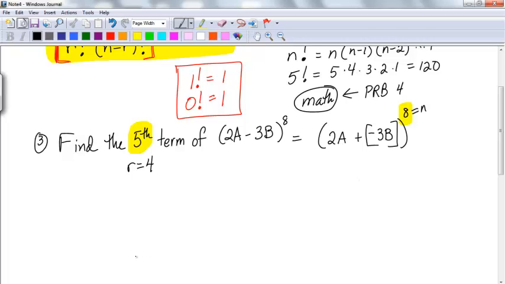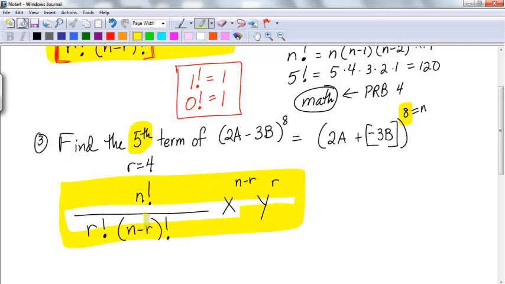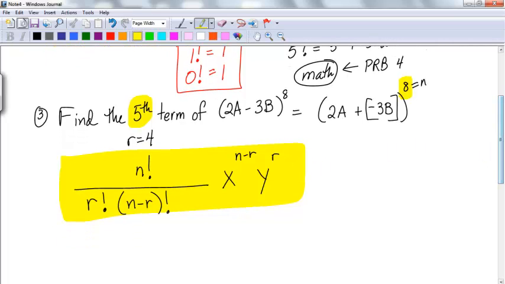Okay, and I'm a firm believer in write the formula down, substitute in, then simplify. So, in the numerator, it's n factorial over r factorial, n minus r, that quantity factorial, x to the n minus r, y to the r. There's the formula that we're going to use. There's a reason I want you to get used to writing that down too, because of the next chapter. So write the formula down.